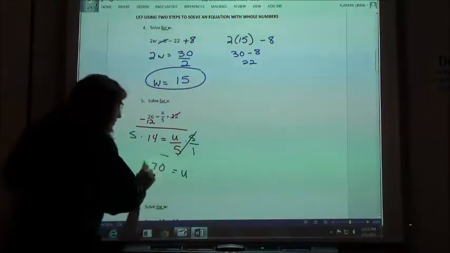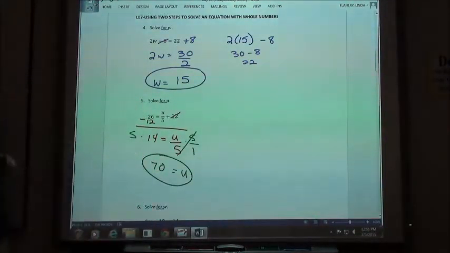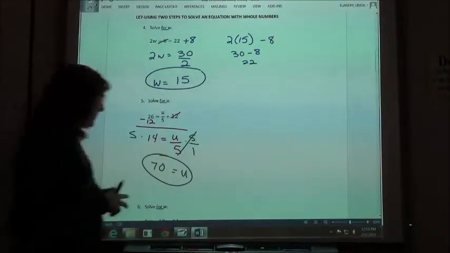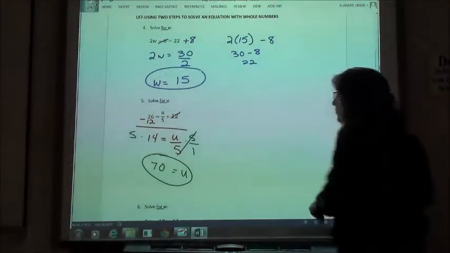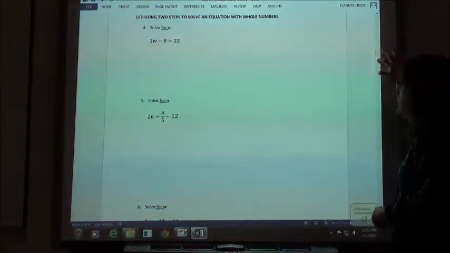So yes, not really often do we have a fraction in there, but that's what that is. And so they throw one in every once in a while to say, oh, do you remember, this means dividing, I'm going to multiply. So u equals 70.